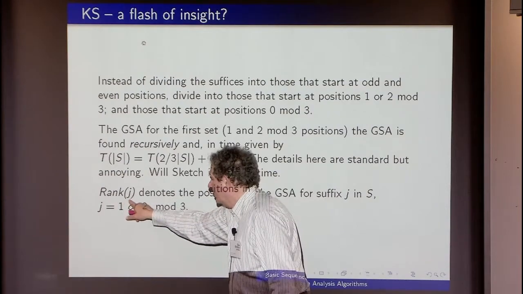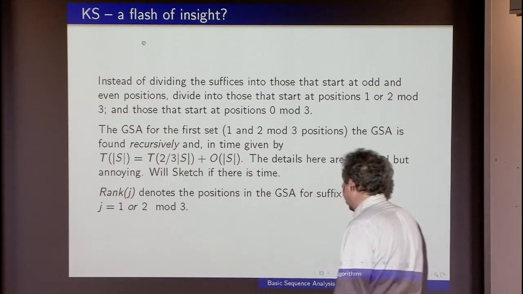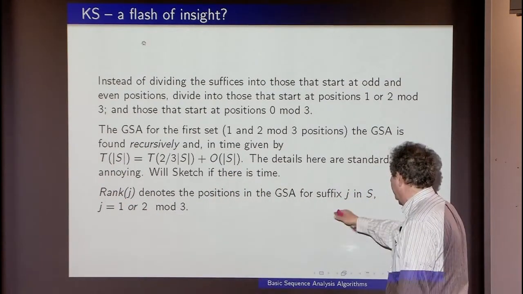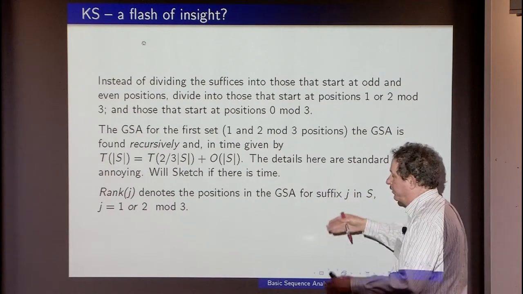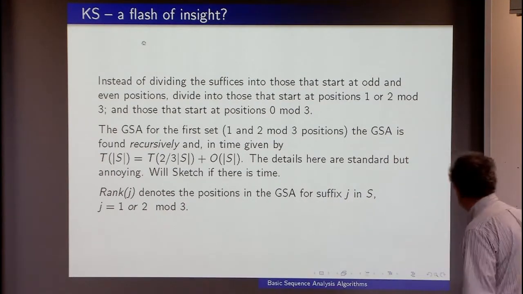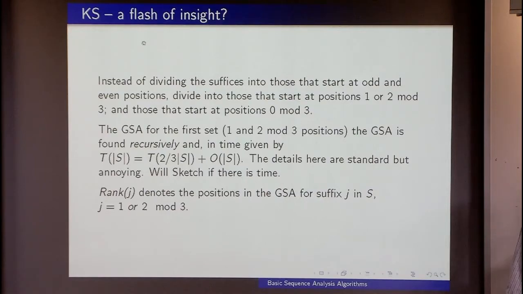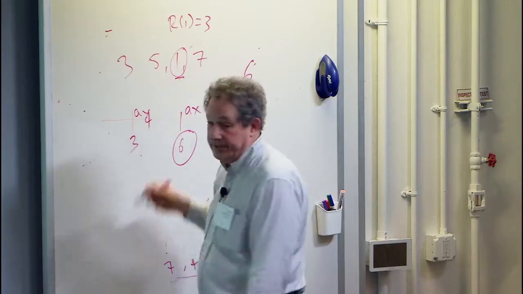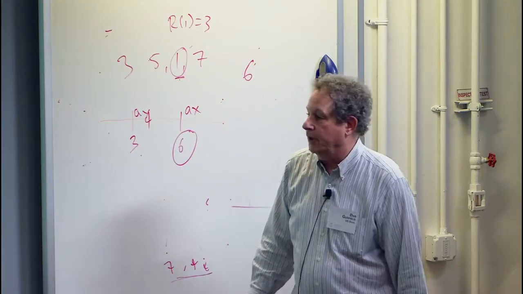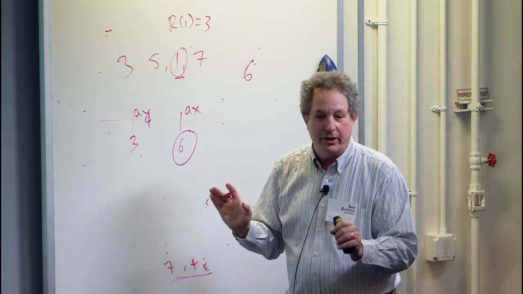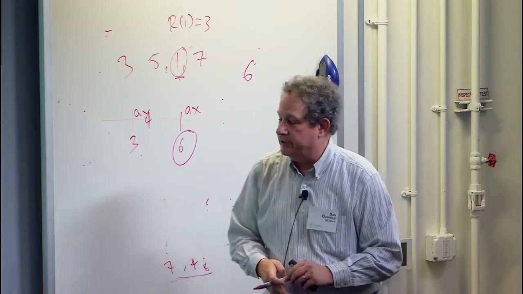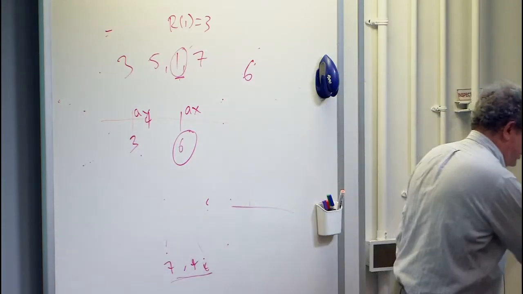So rank of j is the position in the generalized suffix array for suffix j. That's just where it is. If I have a generalized suffix array 3, 5, 1, 7, then the rank of 1 is 3. It's the third smallest. Hopefully, that's the only notation you have to keep in your head. This stuff can get very tricky.